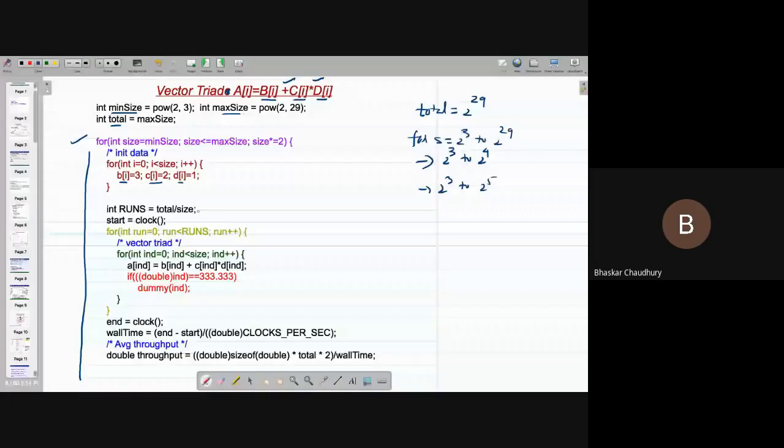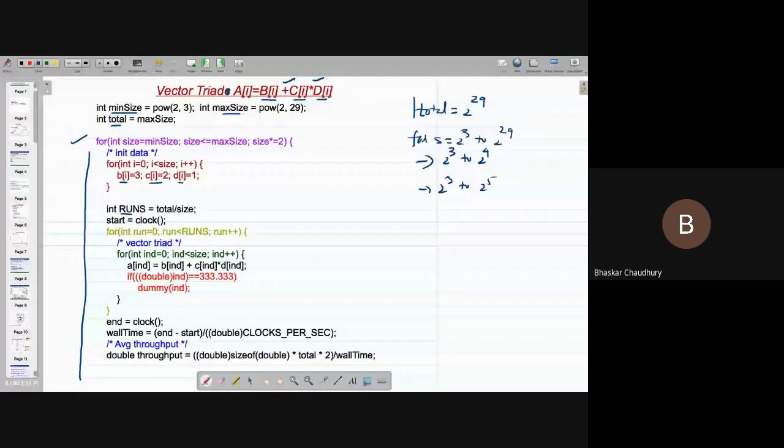So b[i] is equal to 3, c is a constant. I mean all the b's are 3, all the c's are 2, and all the d's are 1. Now the important point here is that you are introducing a new variable, runs. And then you are saying runs is equal to total divided by size. So what does that mean? That total is fixed actually. You have already fixed total is equal to 2 to the power 29.